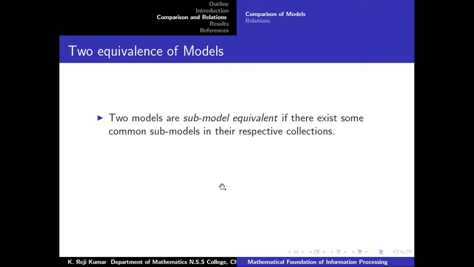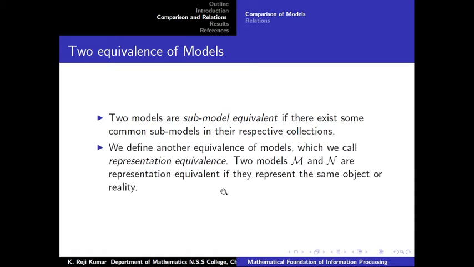Two models are submodel equivalent. So we have the first kind of equivalence, submodel equivalence, if there exists some common submodel in their respective collections. And we define the other type of equivalence, which we call representation equivalence, that was discussed as the second point in the previous slide. Two models M and N are representation equivalent if they represent the same object or reality.